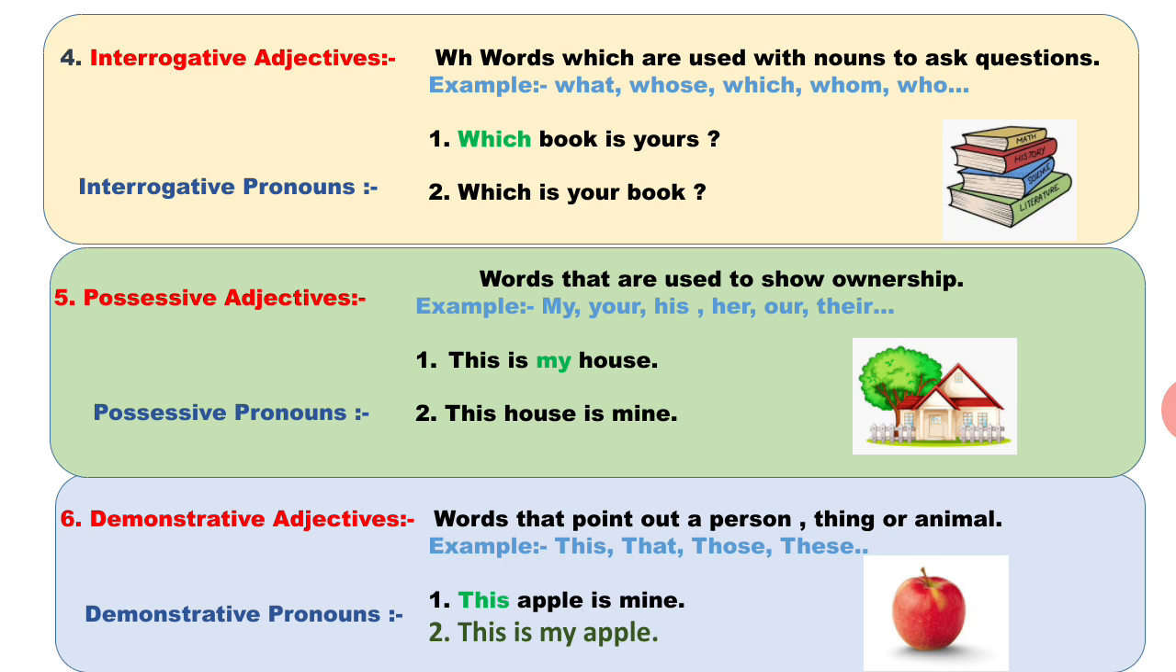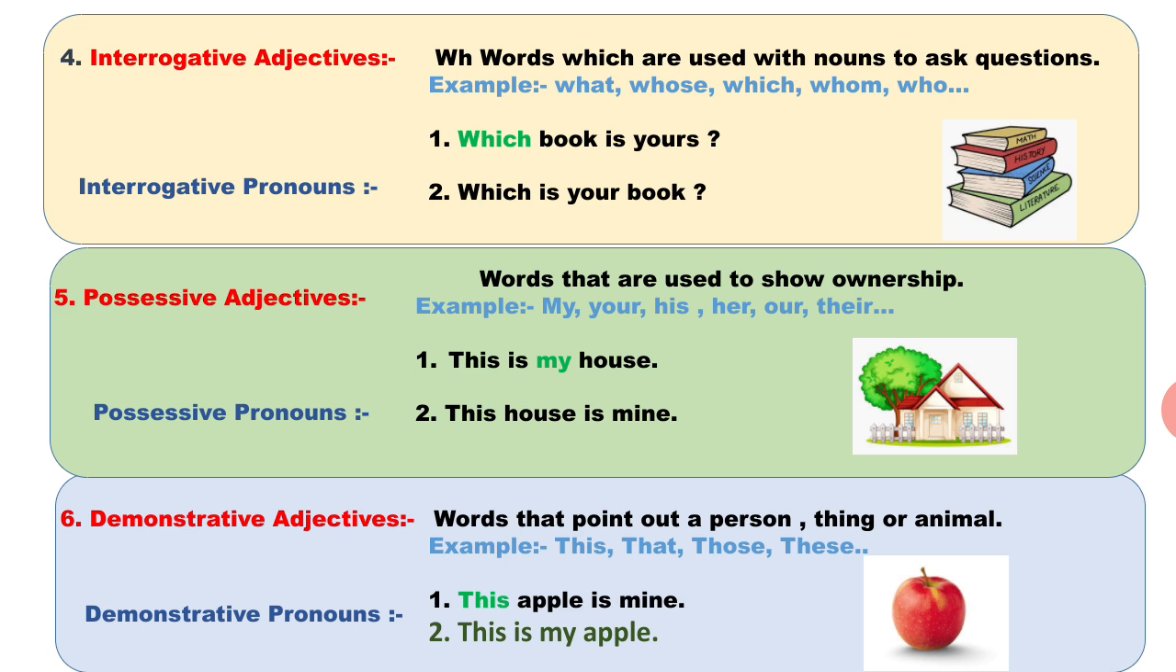Again, you may remember demonstrative pronouns. There is a difference between both. For example, a demonstrative pronoun: this is my apple. Here I have used this before the verb. So this, which I have used before the verb, is a demonstrative pronoun. It means I have used this instead of a noun.